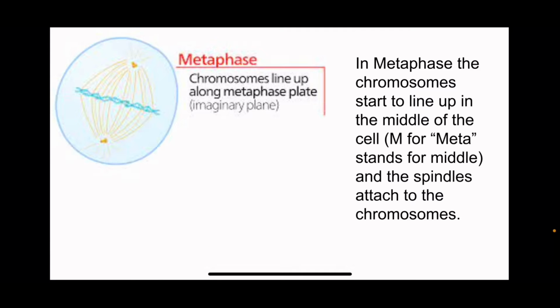And in metaphase, the chromosomes start to line up in the middle of the cell. M for meta stands for the middle. It's a way to remember it. And the spindle fibers start to attach to the chromosomes, which you can see in the picture. And they call it the metaphase plate, which is an imaginary line. It's just really the middle of the cell.